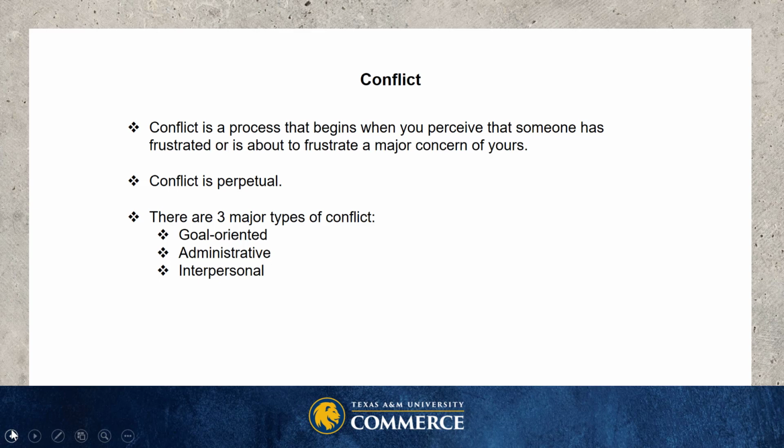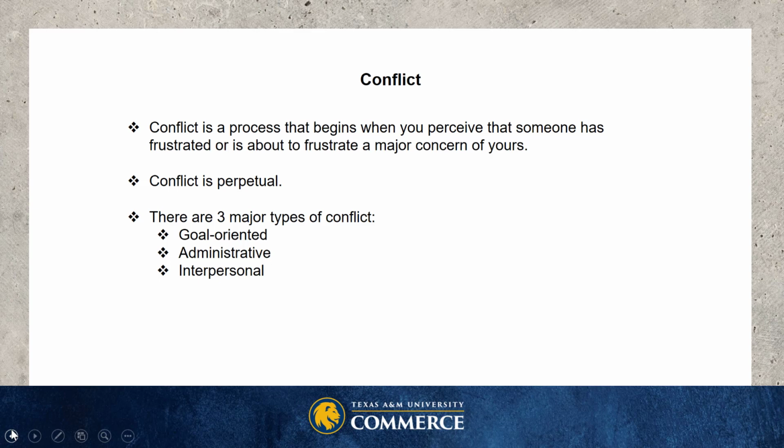Conflict is a process that begins when you perceive that someone is frustrated or is about to frustrate a major concern of yours. And that just means that someone is about to get in your way, stop the process, argue with somebody else, all different things that cause the project to be teetering on the edge of disaster. And conflict is perpetual. It's going to just keep going and going. No matter how great people get along, there's going to be some kind of conflict.